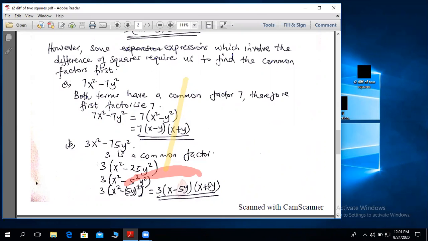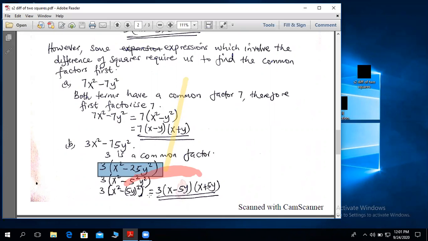Before you proceed, first check to ensure that when you open the bracket again, you will get what you had at first. So 3 times x squared is 3x squared. Then 3 times 25y squared is 75y squared. So that means that I have factorized very well. That's what it means.